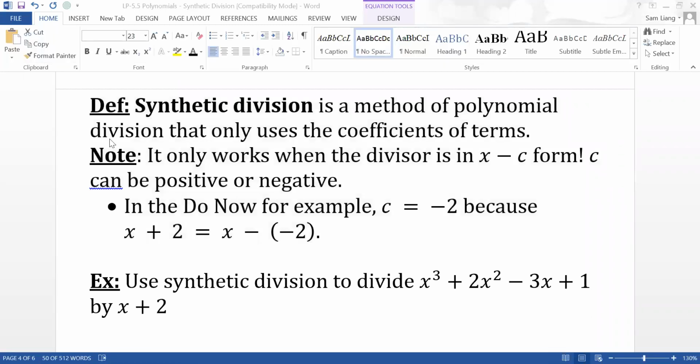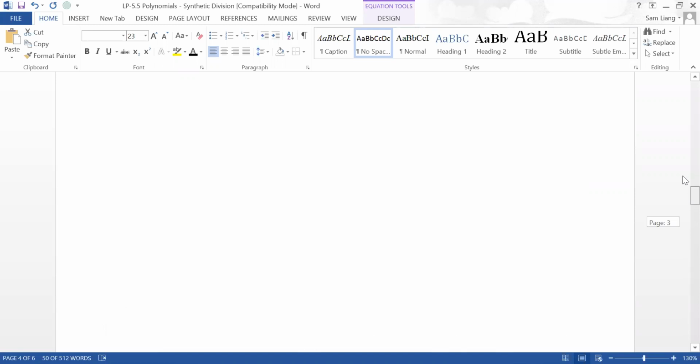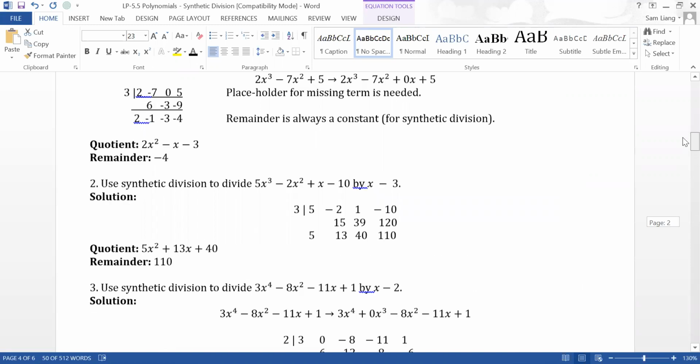All right, does anyone still need to copy the definition here? Okay, so I'm going to scroll up then. Let me just follow up with this example here.